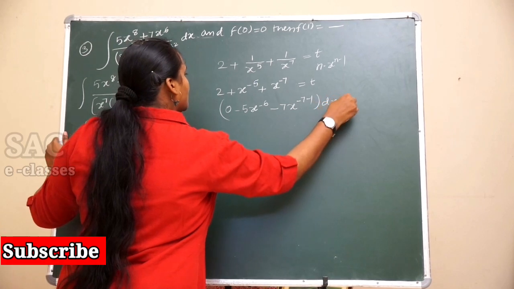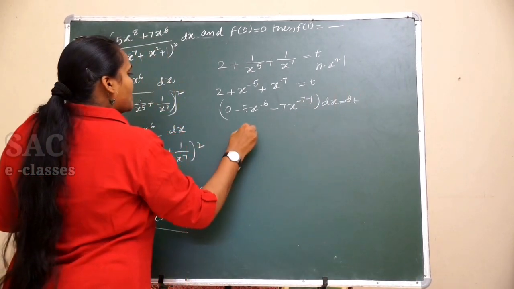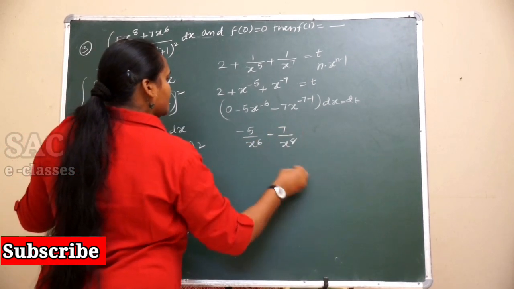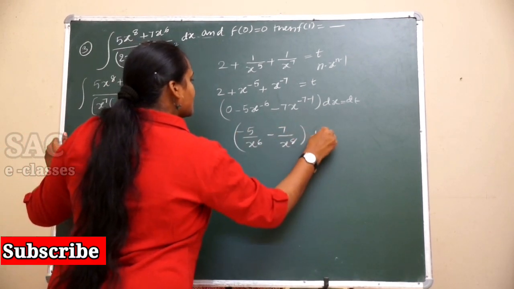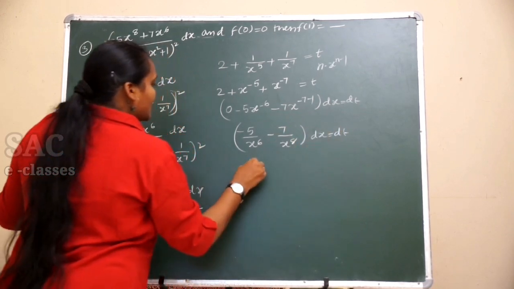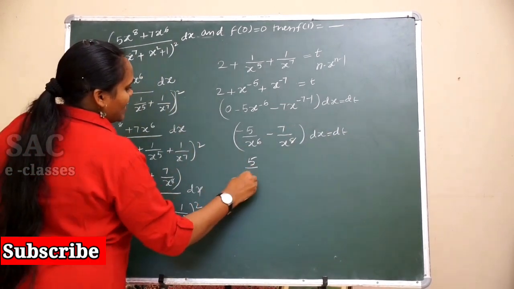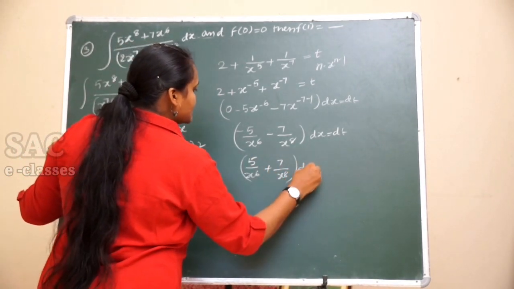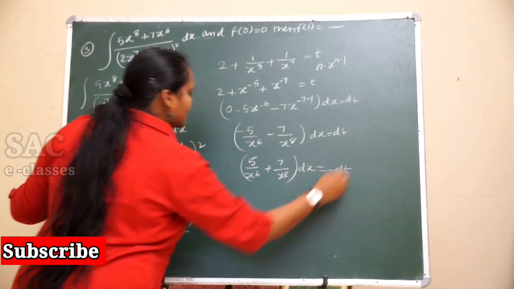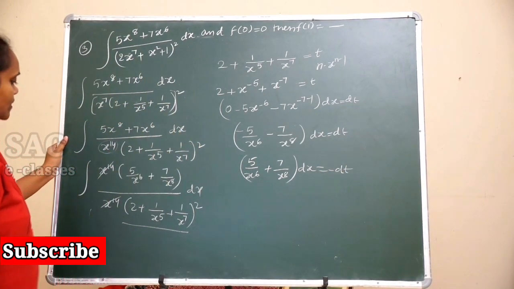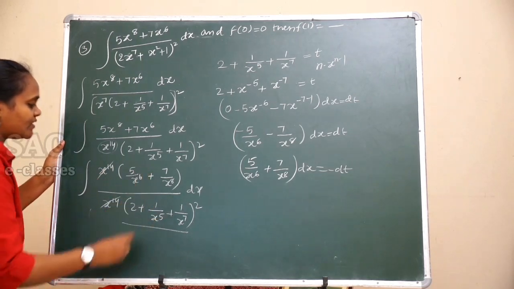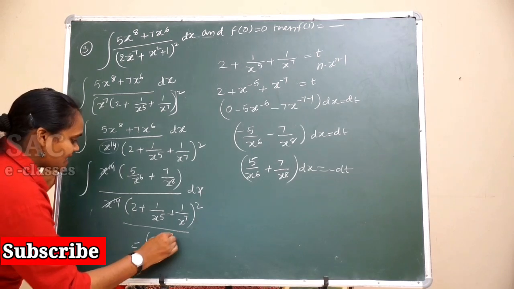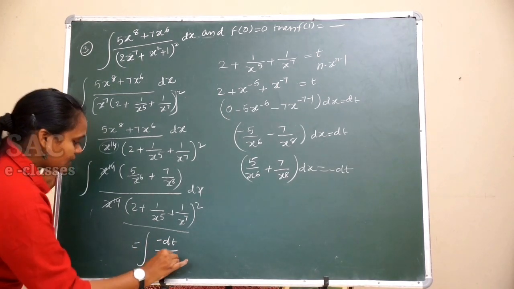dx is equal to dt. So minus 5 by x power 6 minus 7 by x power 8, dx is equal to dt. By taking minus common, 5 by x power 6 plus 7 by x power 8, dx is equal to minus dt. Now simplify this entire expression with the help of t. The numerator is minus dt, so we get minus dt by t square.